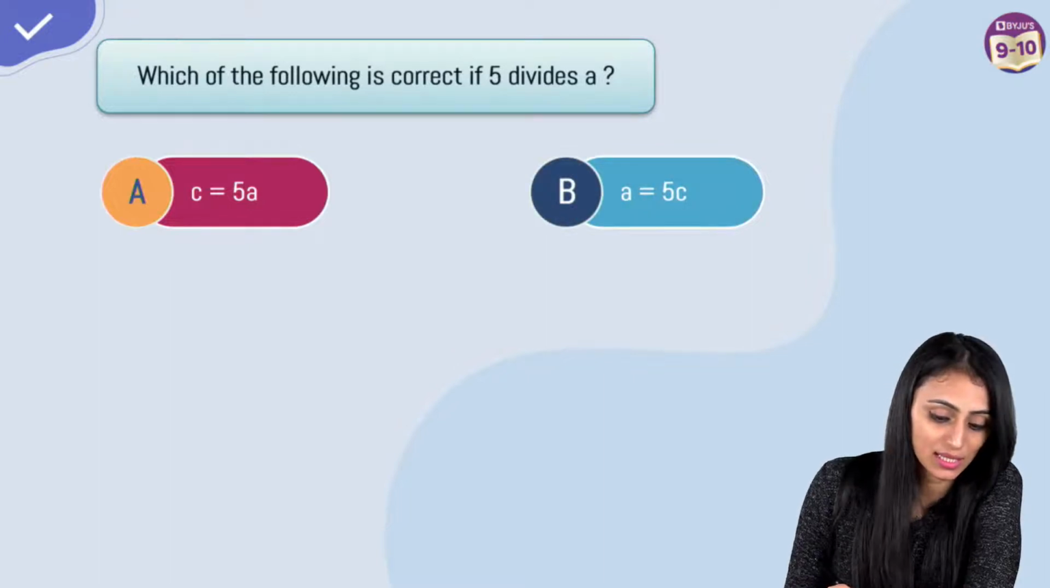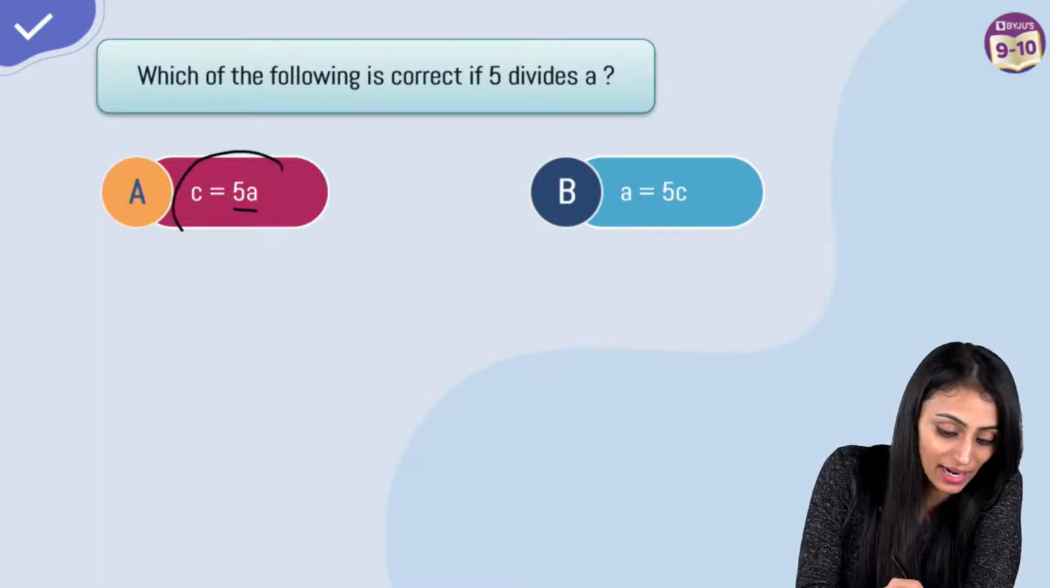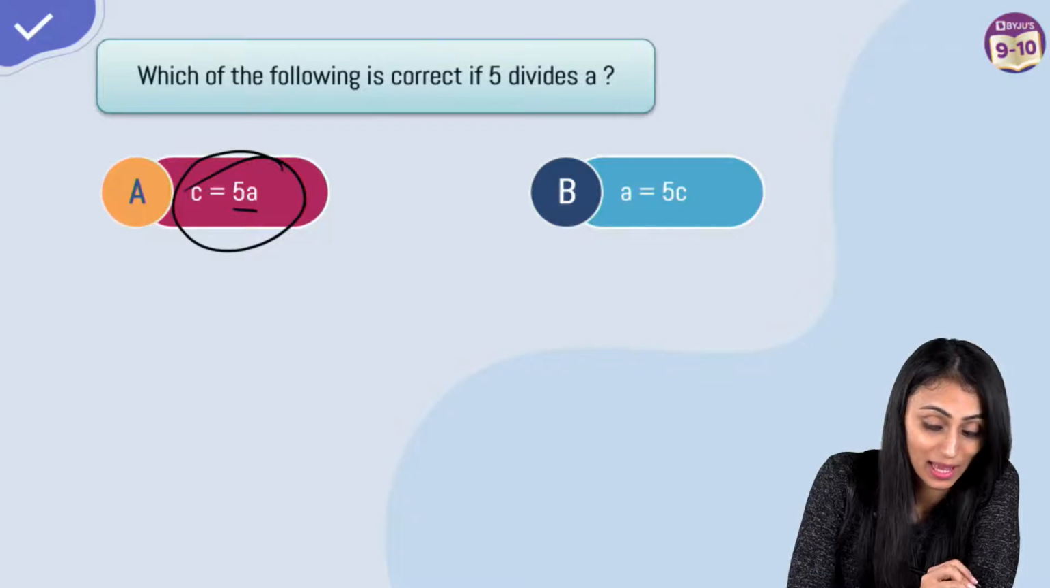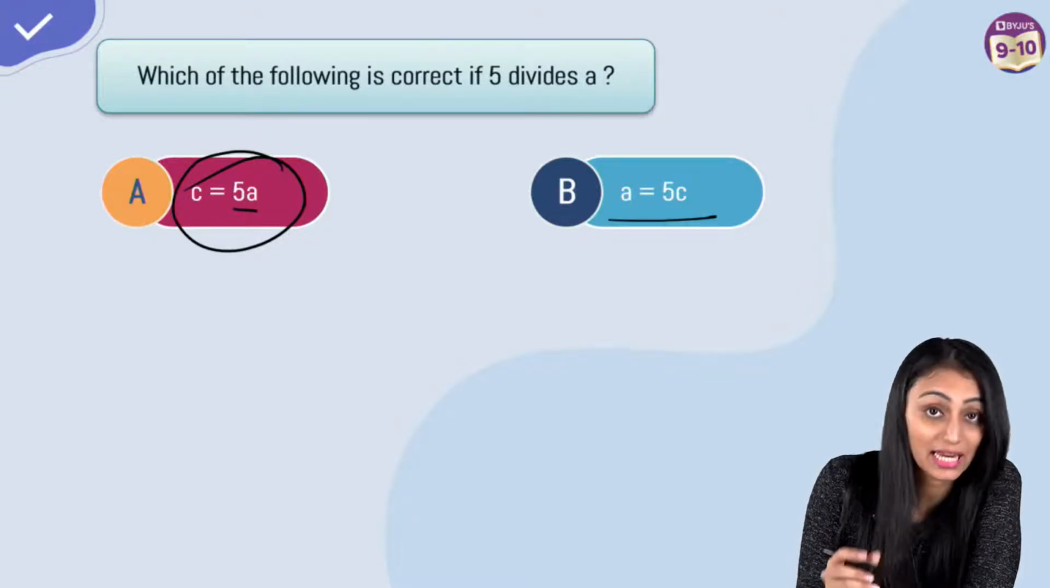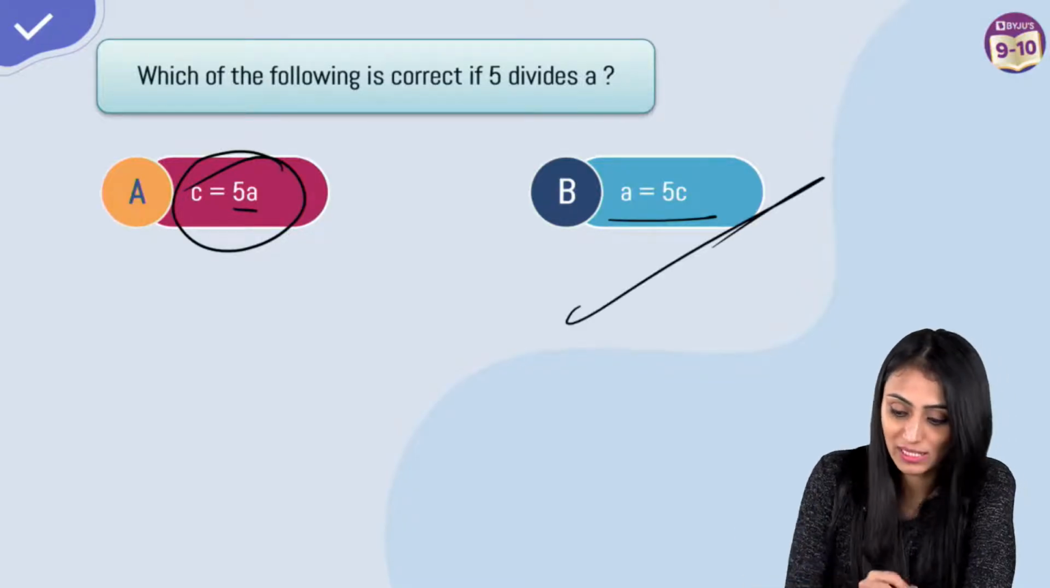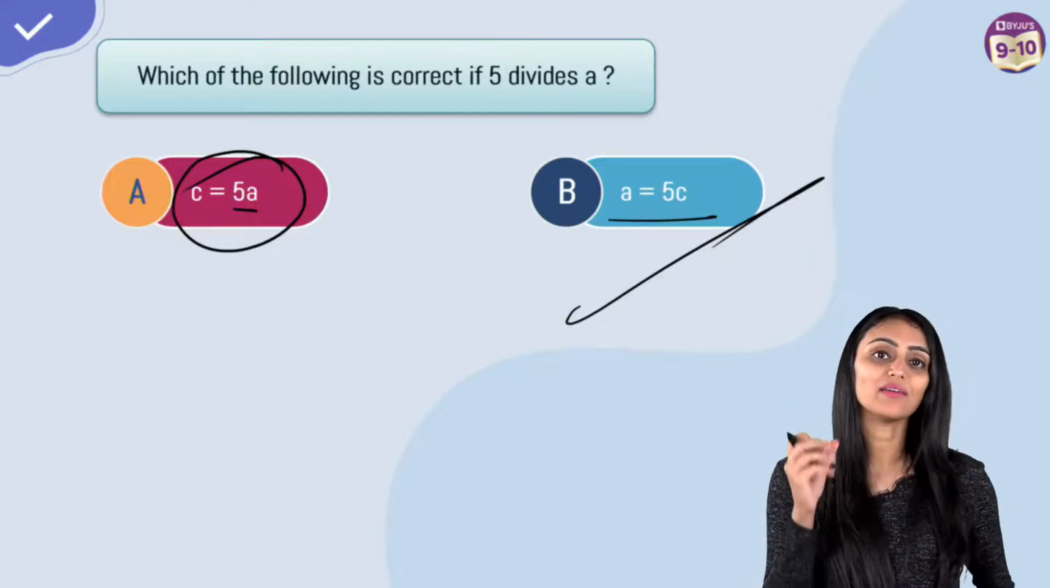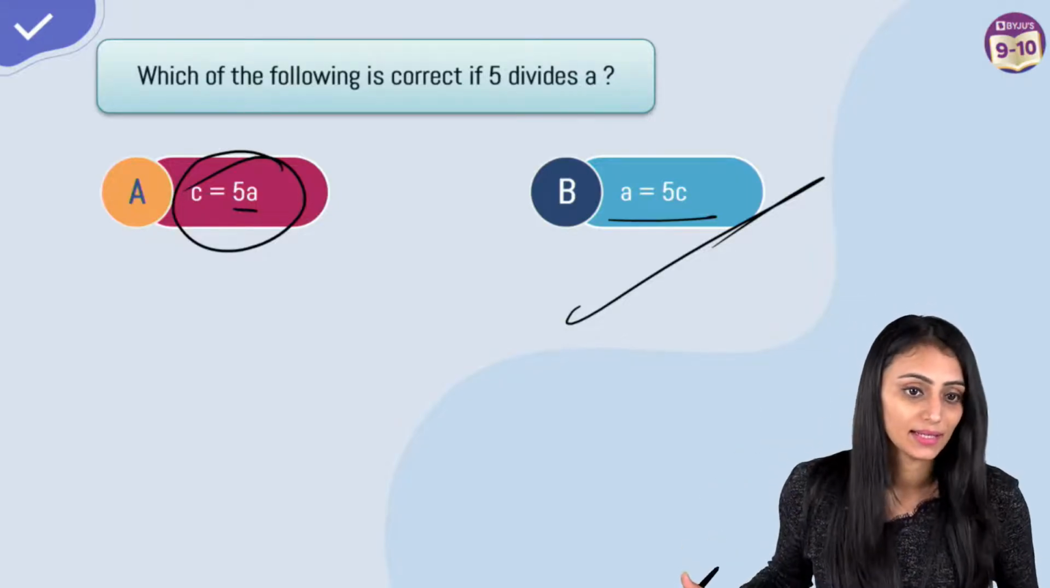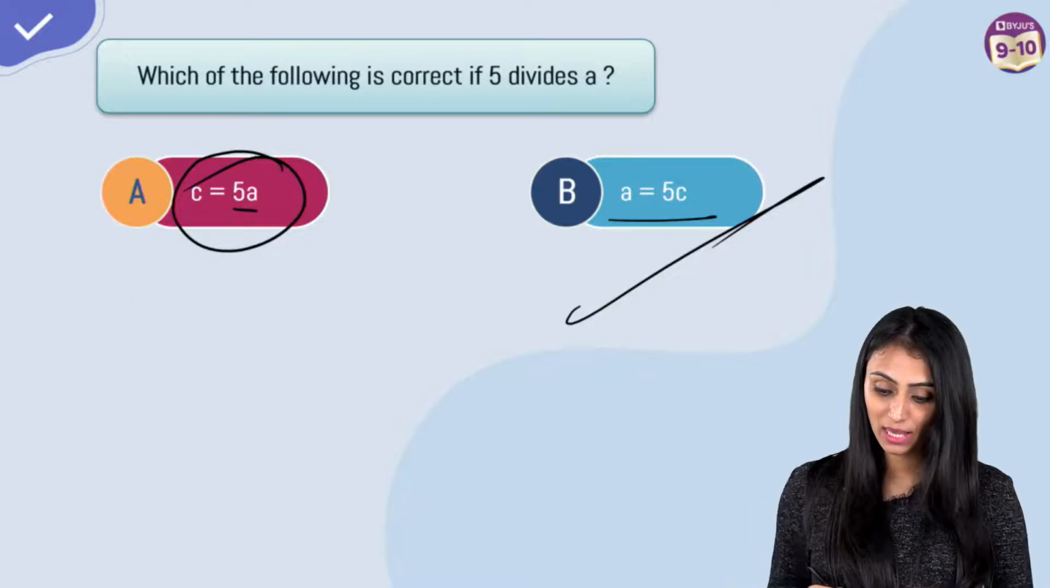What we can see here is that 5 is dividing C, right? And here 5 is dividing A to get C. So option B, obviously it is correct. So A should have at least 5 as a factor, right? So I hope this is clear.